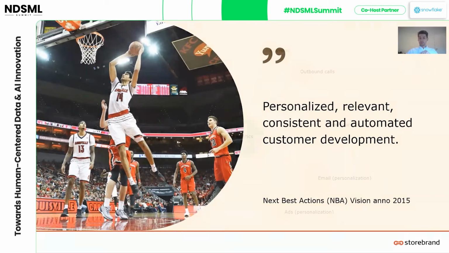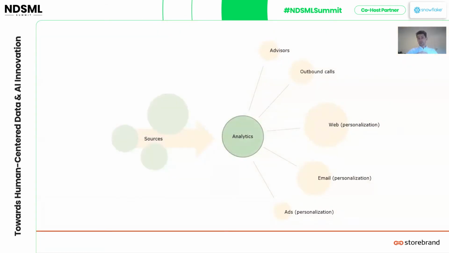If we look at this a little bit more technically, then you see that we have all these channels: advisors, outbound calls, web personalization, email personalization, and we have all these sources, information about our customers, what they do in insurance, what they do in the bank, which products they've bought previously, their age, etc. And all of this data resides in our sources. And it's up to the analytics department to make sense of this, to create models that take information from the sources and make a model that consistently feeds that out over to those channels.